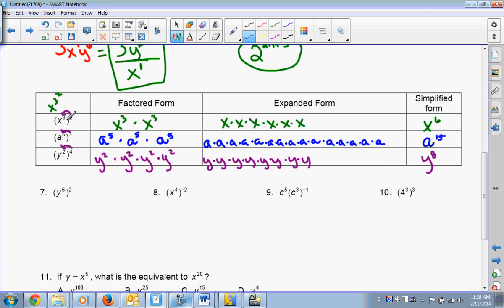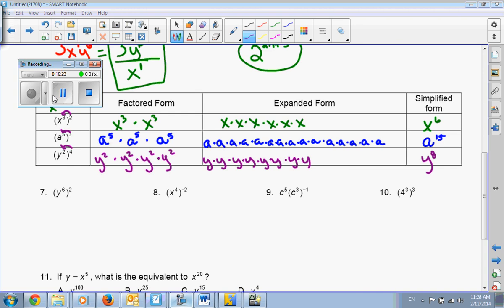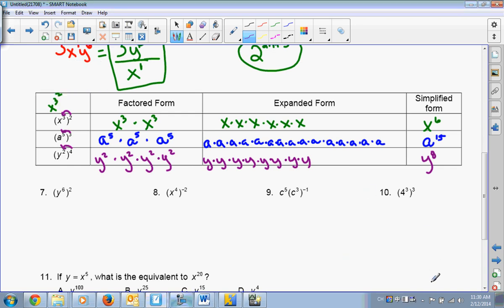Okay? So let's go to our foldable. Quickly do 7, 8, 9, and 10 on your own. Just see how you do, really fast. And then we're going to talk about them in just a second.